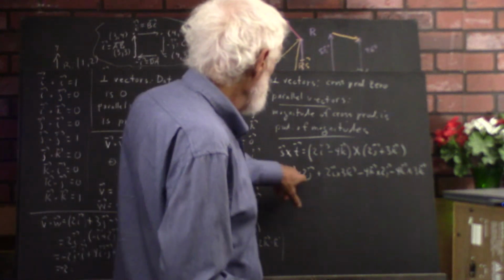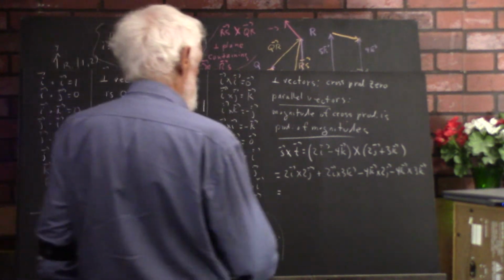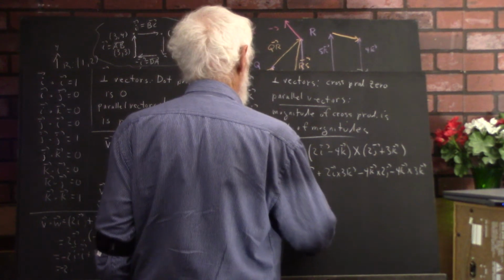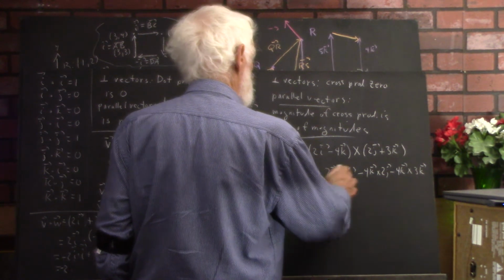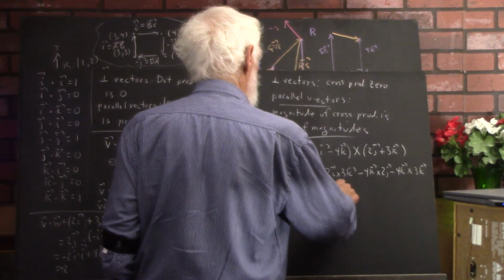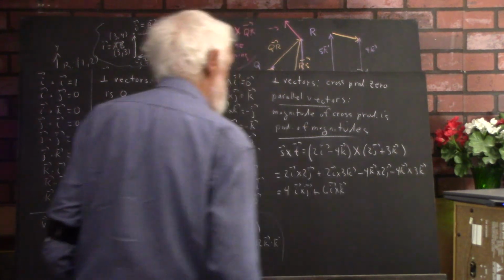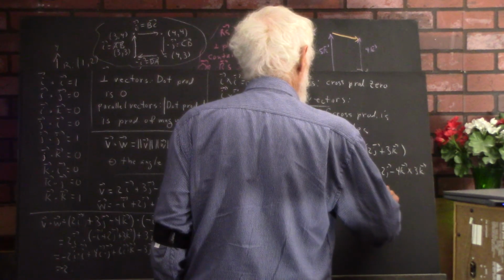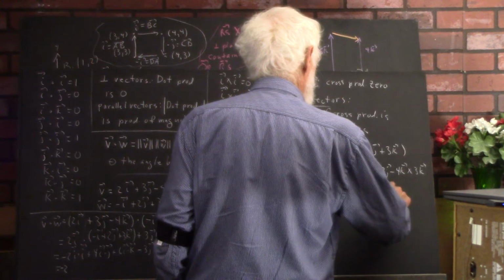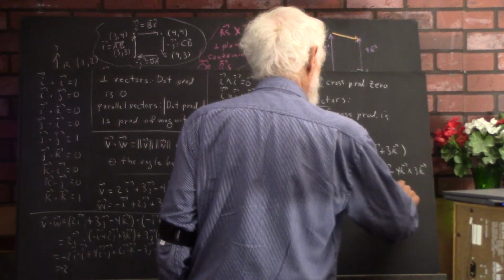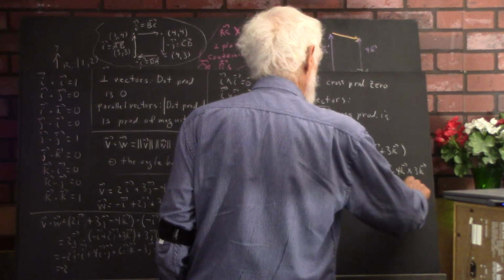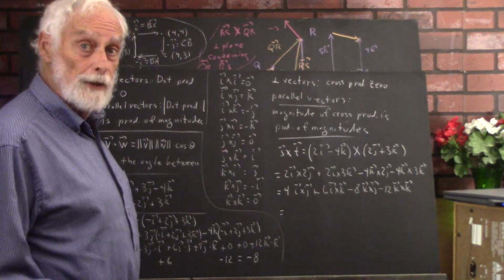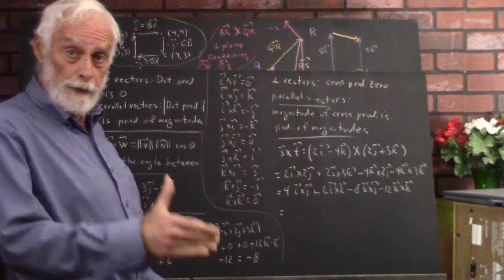Okay, 2i cross 2j is going to be, and I'm going to write it out, 4 times i cross j. 2i times 3k is 6 times i cross k. And here we're going to get negative 8k cross j and negative 12k cross k. And now you just got to know that i cross j is k. Now the right-hand rule tells me i cross j is k.